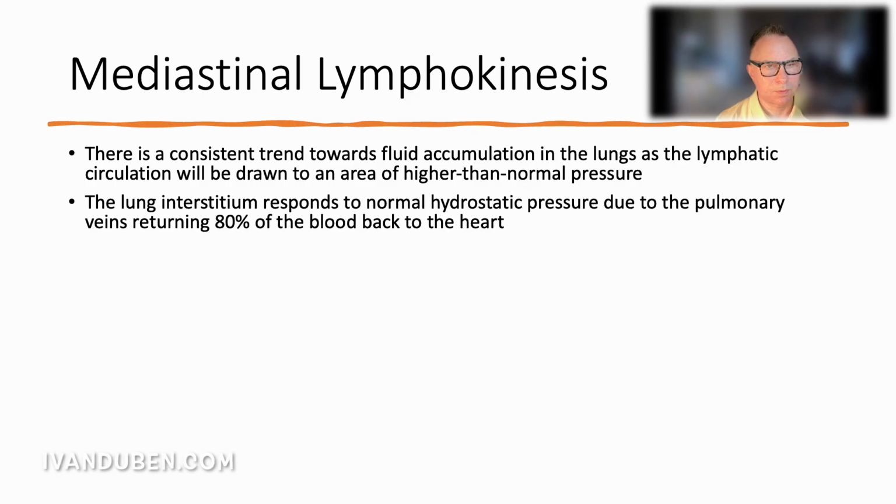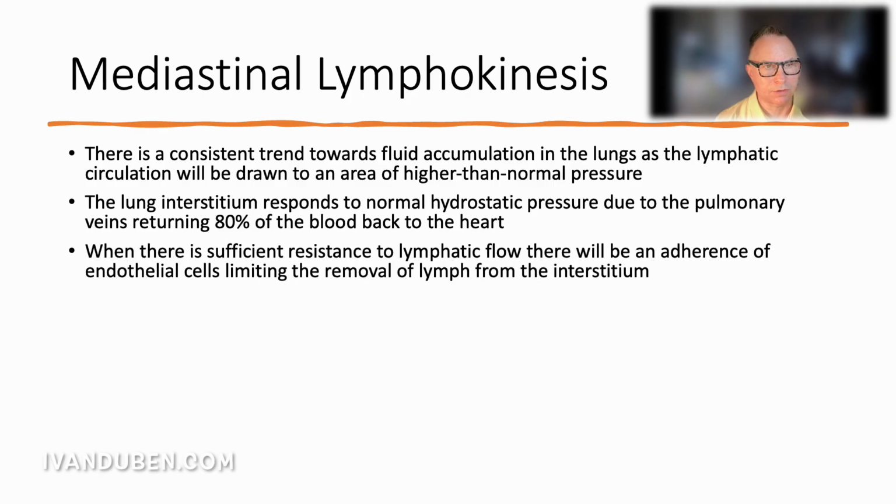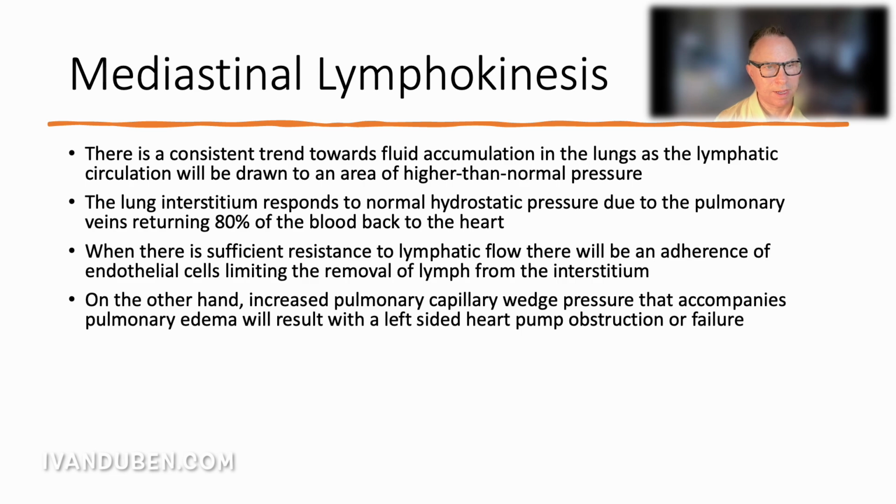The lung interstitium responds to normal hydrostatic pressure due to the pulmonary veins returning 80% of the blood back to the heart. When there's sufficient resistance to lymphatic flow, there will be an adherence of endothelial cells limiting the removal of lymph from the interstitium. On the other hand, increased pulmonary capillary wedge pressure that accompanies pulmonary edema will result with the left-sided heart pump obstruction or failure. So the implications of lymphostasis definitely can have an effect on the cardiovascular system.